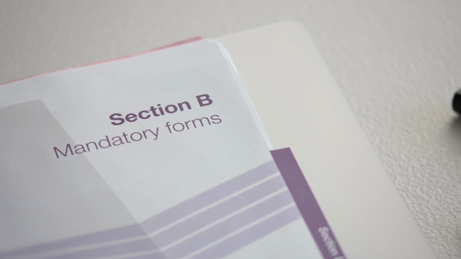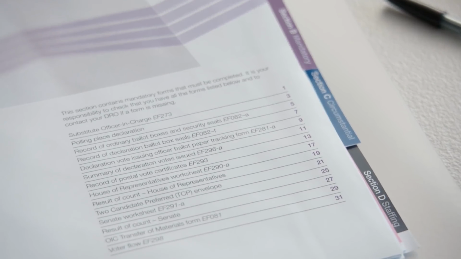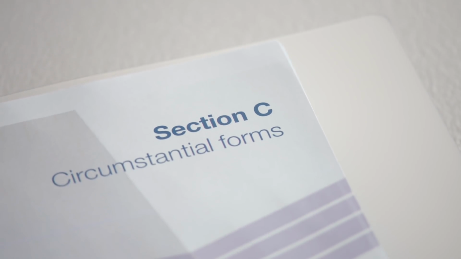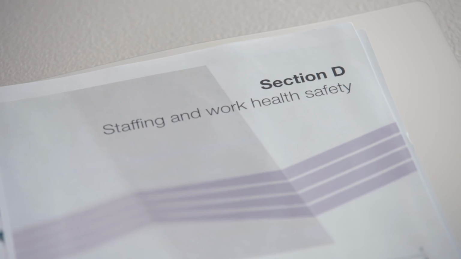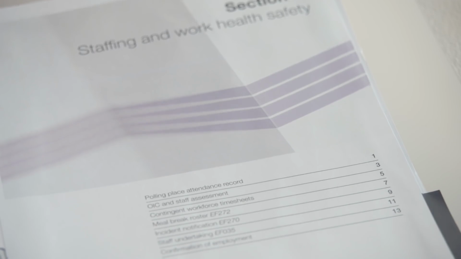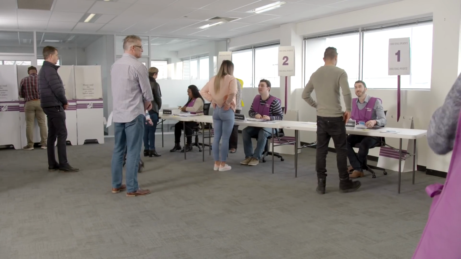Section B contains the mandatory forms the OIC must complete when managing the polling place, such as ballot paper reconciliation forms. Section C has forms that will only be used in certain circumstances. For instance, if someone makes a complaint to the OIC, they will record it on the Issues and Miscellaneous Matters form in Section C. Section D is where all forms relating to staffing and work health safety are kept, such as attendance records. Let's look at how the return should be used.